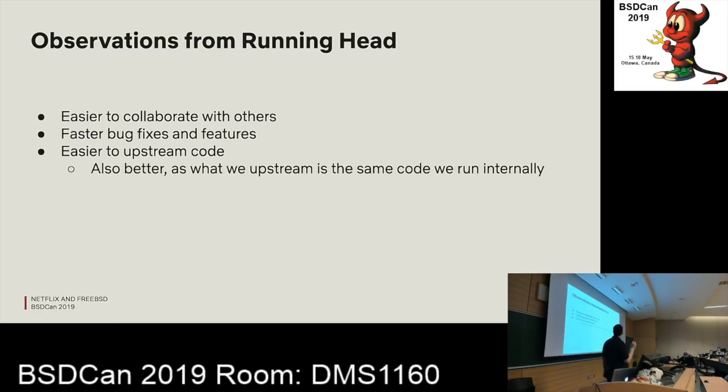It's easier for us to upstream code. And not only that, it's better because what we upstream is the same code we're running internally. If we were running in a stable branch, to upstream it, we would have to port the code to head, and then we would upstream it. But that would not be the same code we're actually using internally. By running head internally, we can upstream the exact same code that we're using and let the rest of the community benefit from that without us having to go through the hoops of making the code compile and run and testing it on head.